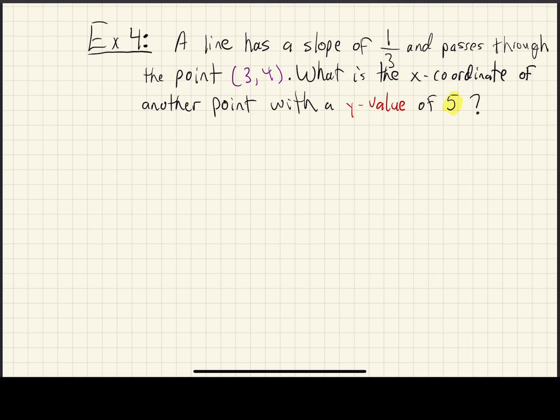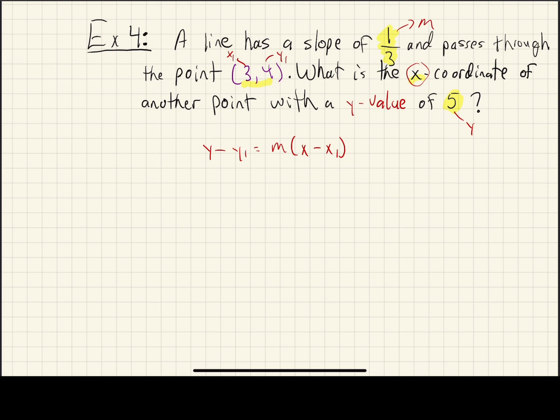So the last, most tedious, and most difficult types of questions that you can get when it comes to the point slope formula would be something like this. A line has a slope of 1 over 3 and passes through the point 3 and 4. What is the x coordinate of another point with a y value of 5? So like we wrote in previous questions, the point that the line passes through is going to be x1 and y1. This is our m value, and that would be our y. And so we're going to write the point slope formula, and then we're going to isolate for this x coordinate.